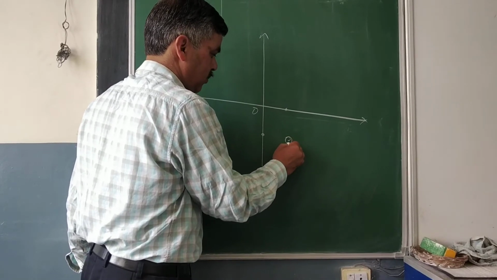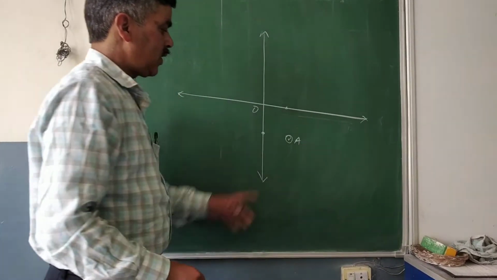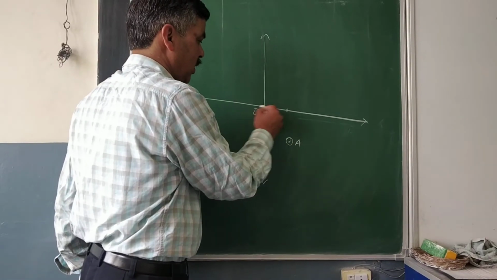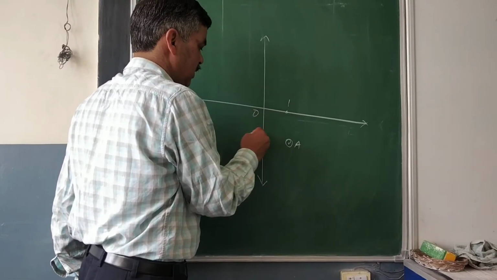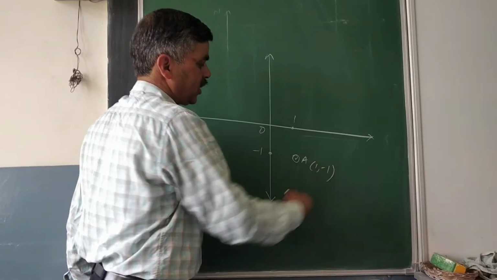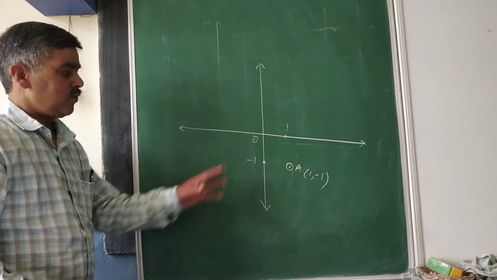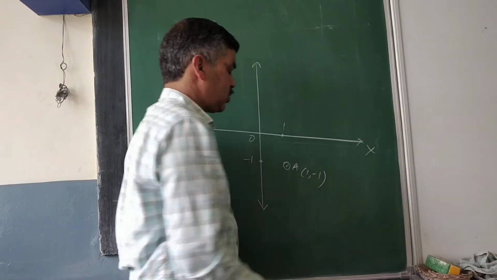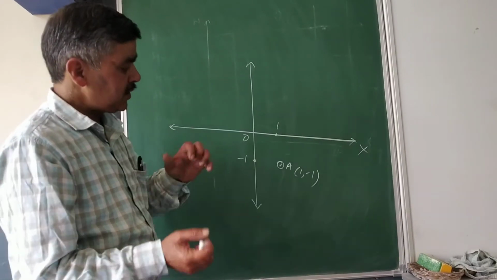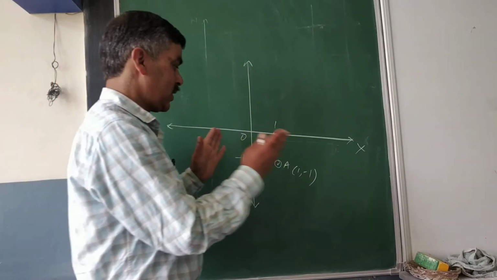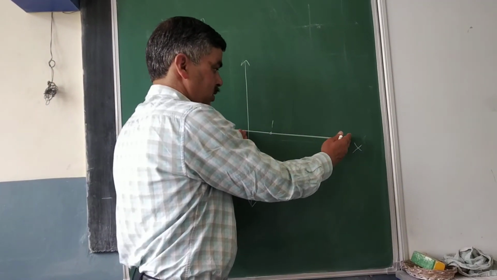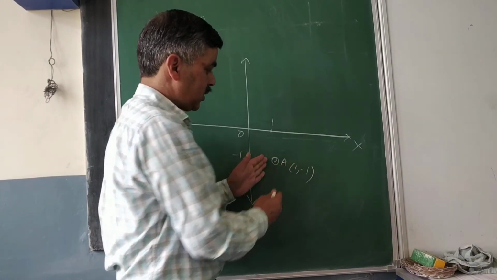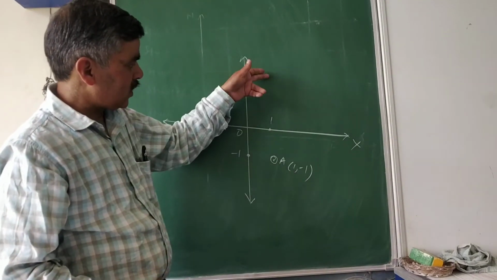Suppose I am marking a point A here, and now I need to reflect it. The coordinates of A I know are 1 and 1. Now if you need to reflect this through the x-axis, what is the meaning of reflection? Through the x-axis we are saying, this is the mirror, this is the object here, and through this mirror I need to mark the image.